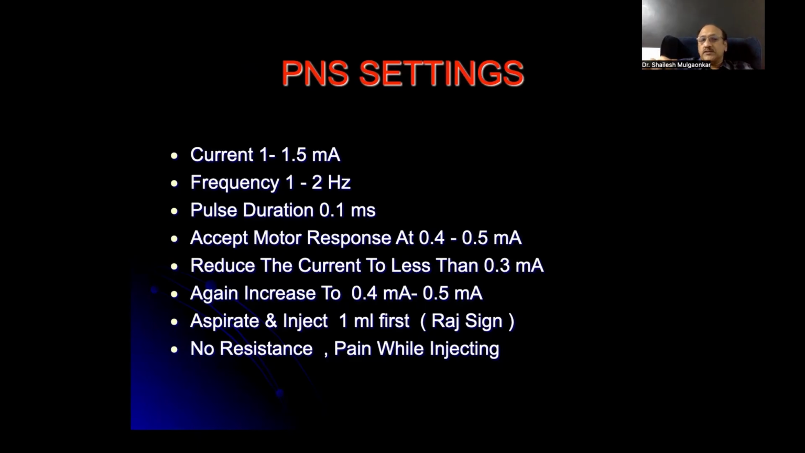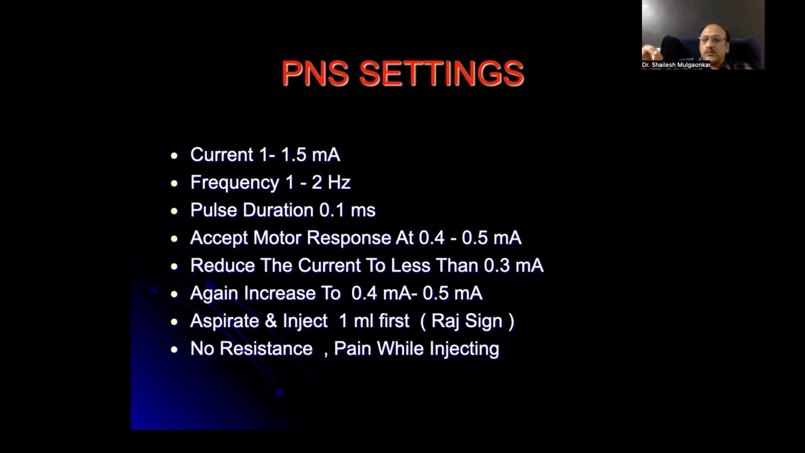Accept motor response. Now, this is the most important step which you have to follow. Accept motor response at 0.4 to 0.5 milliamperes, and motor response. Once you get that motor response, reduce the current to 0.3 milliamperes. At less than 0.3, the motor response should disappear. Again, come back to 0.5 milliamperes, and again the motor response should come back. So, this proves that you are not too far away from the nerve, neither are you intraneural. And always keep on aspirating and injecting to prevent intravascular injections.